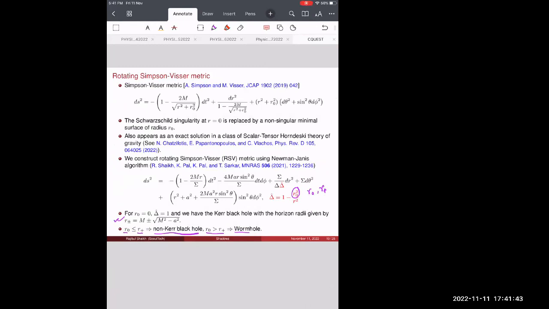Yes, slowly rotating. Here I have not restricted the spin. Probably you are talking about the rotating Simpson-Visser metric. Here we have not restricted the spin; we have considered it from 0 to 1, so it will work for slowly rotating also. But from the experiment, is there any constraint on the spin parameter? No.